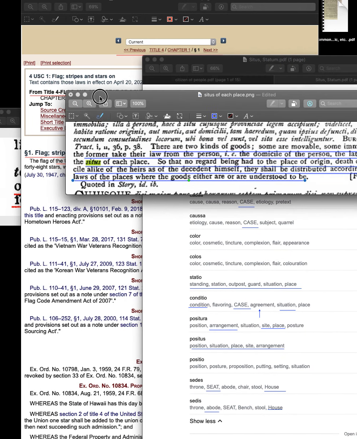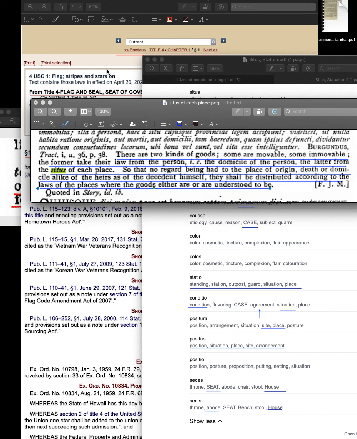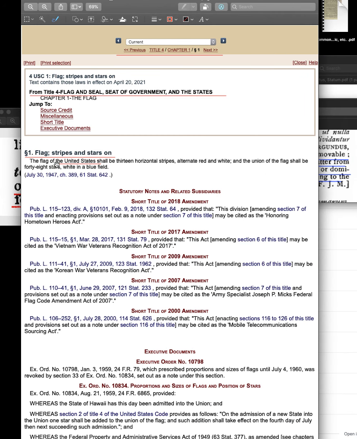Okay, so when they have control over a place, that place should be flying the federal flag. When they don't have control over that place, they should not be flying a federal flag. But when they have control along with the state, they would be flying both flags.